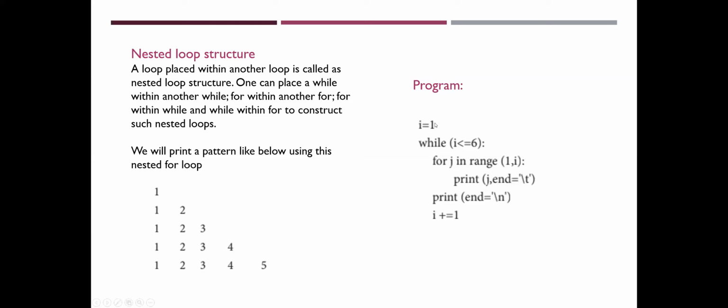So now i is incremented by 1, so now 2. Again, the condition is checked: 2 is less than or equal to 6. Now the condition is true. So the for loop is executed. Now the for loop starts from 1 and i is now 2. 2 minus 1, 1. So it prints 1, 2.